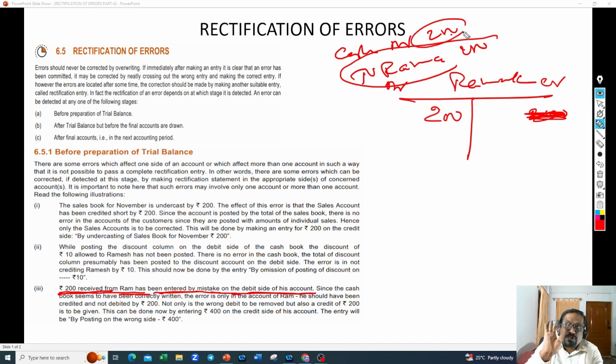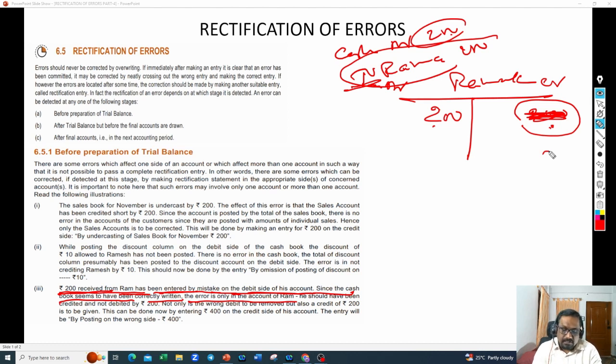Cash account is posted correctly. See here, since the cash book seems to have been correctly written, the error is only in the account of Ram. He mentioned very clearly the error happened only in Ram account. What did I do? I'm supposed to credit Ram account, but I debited. Ram account we are supposed to credit, but I debited.